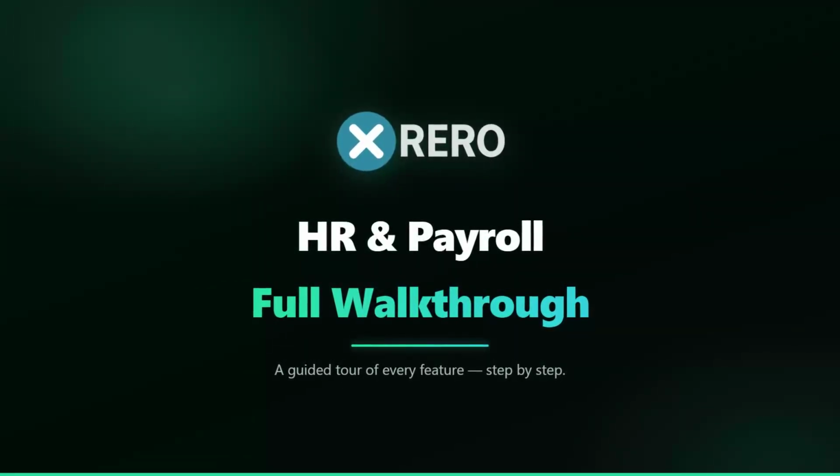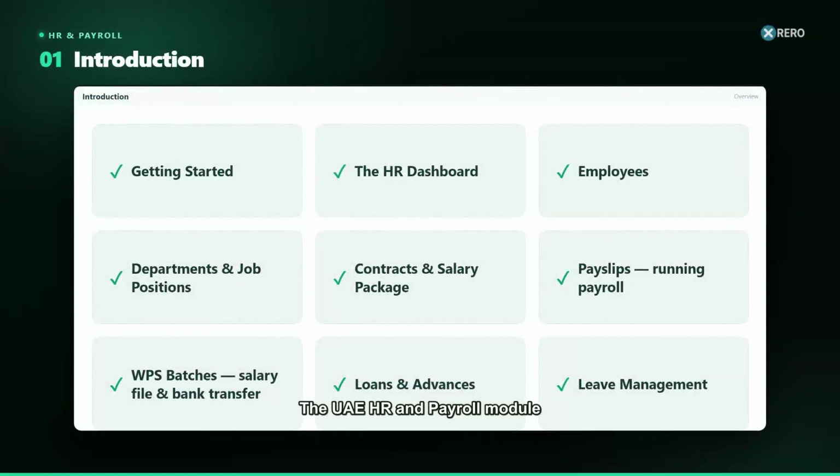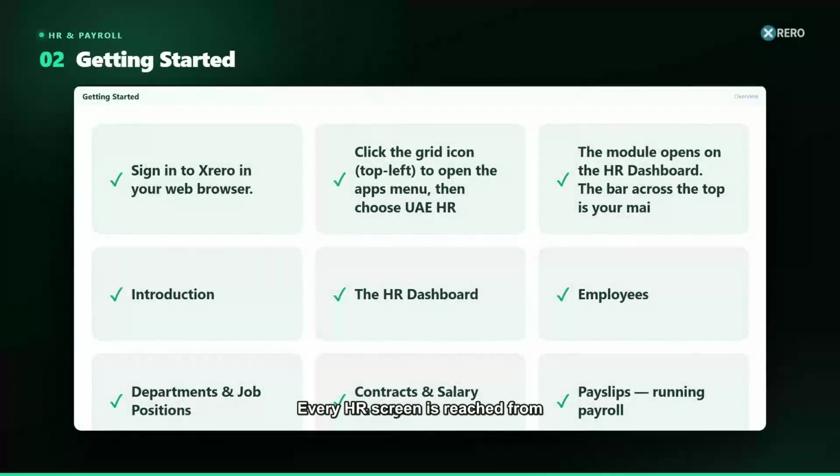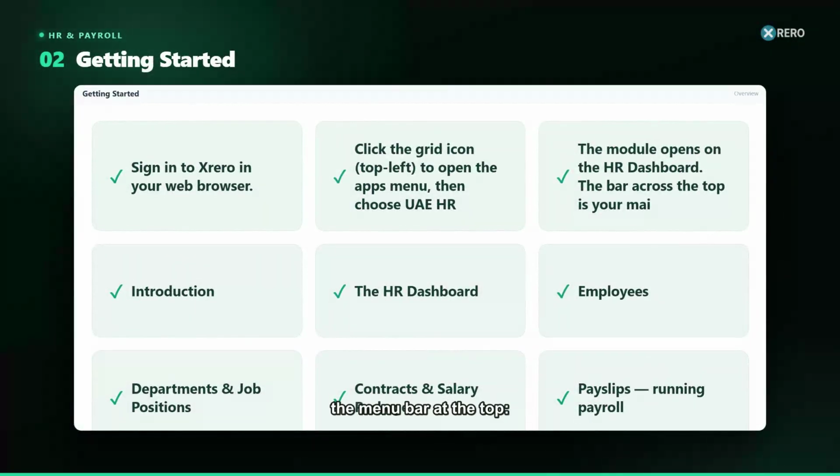Let's dive in. The UAE HR and Payroll module is where you keep your employee records, run monthly payroll, pay salaries through the wage protection system, WPS, manage leave, calculate end-of-service gratuity, and print the HR letters your staff ask for, all in line with UAE labor law and fully connected to your Xrero accounts. Every HR screen is reached from the menu bar at the top.